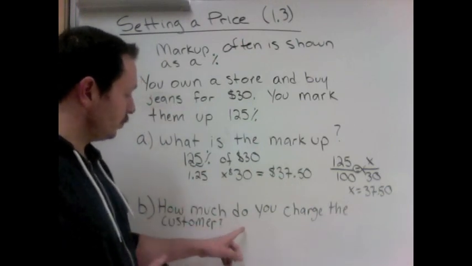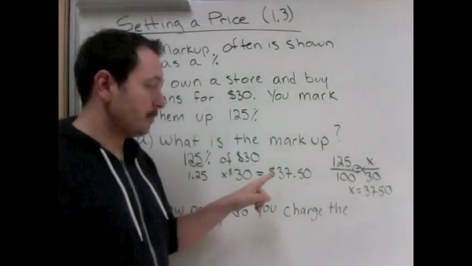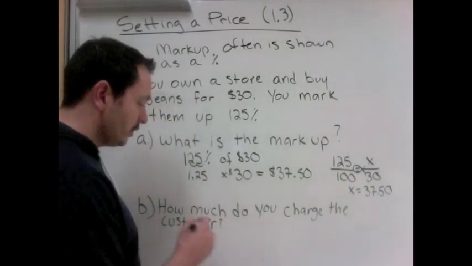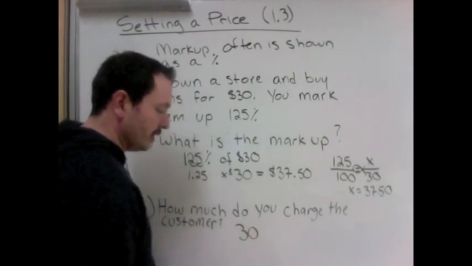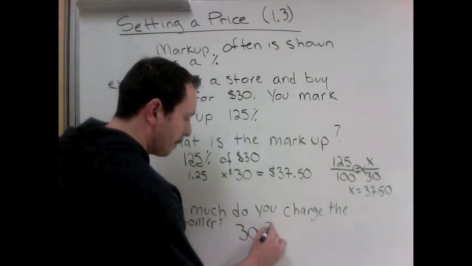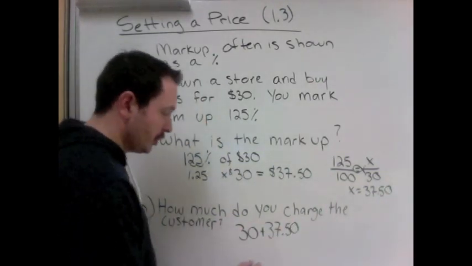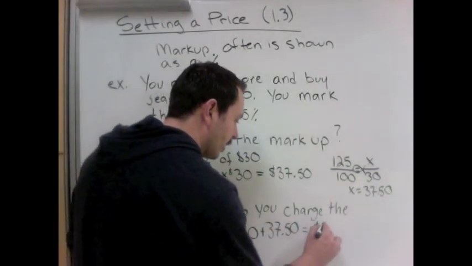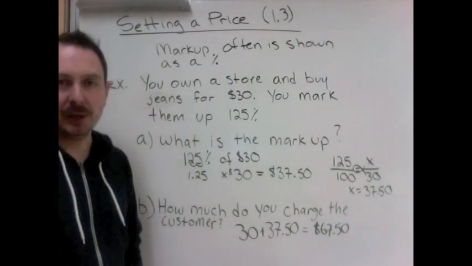Now, how much do you charge the customer? Well, you paid $30 for the jeans. You're going to mark them up $37.50. So to know what price you're going to put on your price tags, you simply add them together. It's your $30 that was your cost, plus the $37.50 markup you're going to charge, and you're going to charge $67.50 for this pair of jeans.